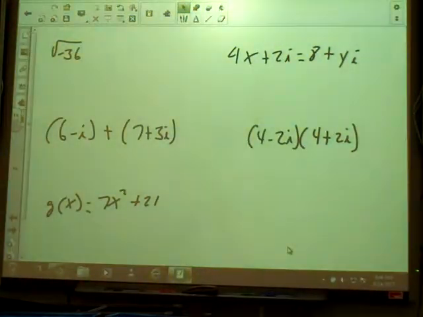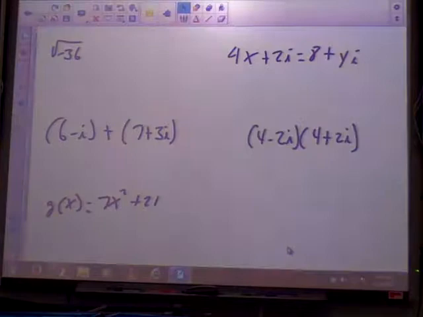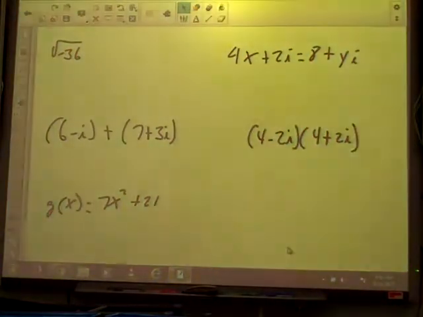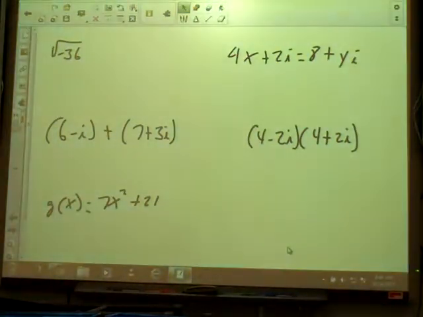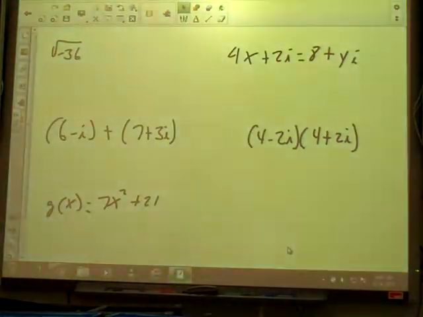Yes, sir. Alright. For number 4, what you do is you distribute. You distribute that. And then after you distribute, you combine like terms. So now you got 16 plus 4i minus 4i squared. i squared is a negative 1. So negative 4 times negative 1 gives you a positive 4. So 16 plus 4 gives you 20.